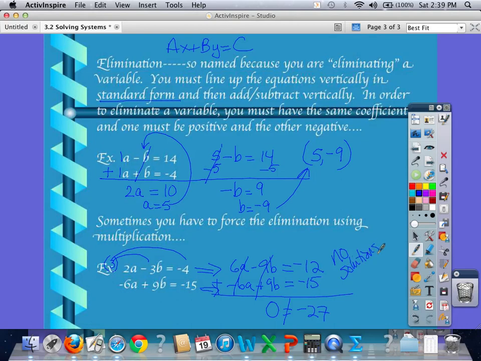Sometimes that'll happen. Sometimes you'll get something like 5 equals 5. That would be your infinitely many solutions. Okay, so all your variables completely cancel out, you have 0 over here, and you add up your numbers. So if it's not a true statement, it is a no solution. Okay?